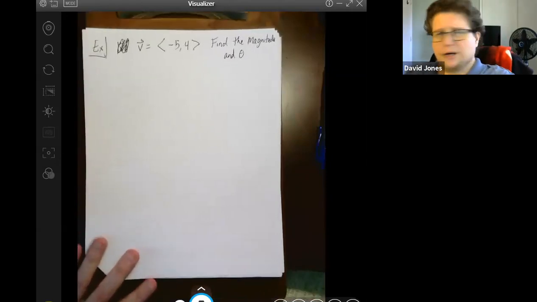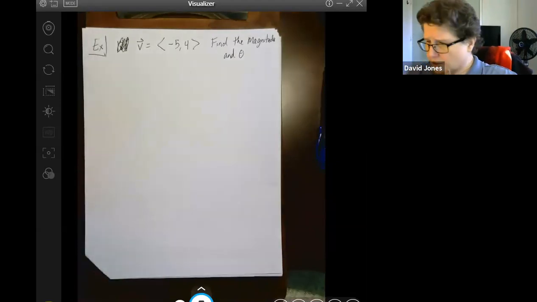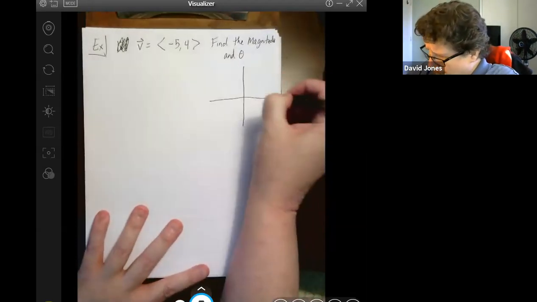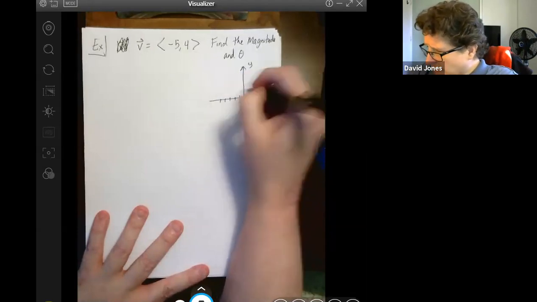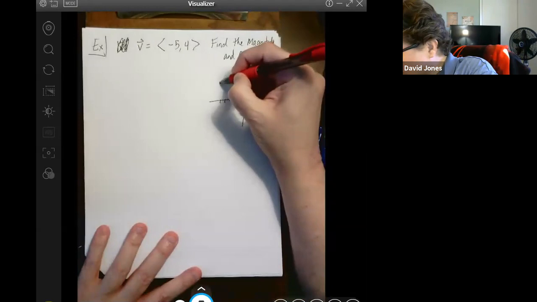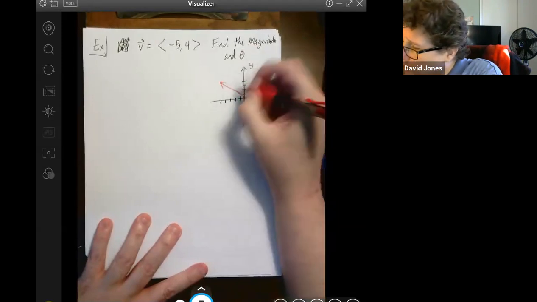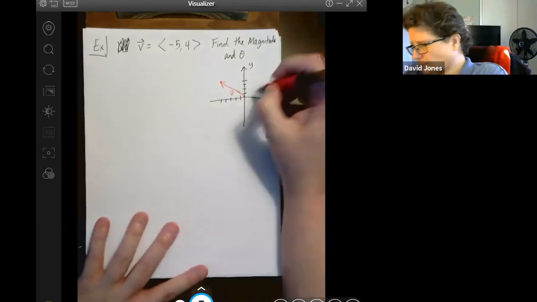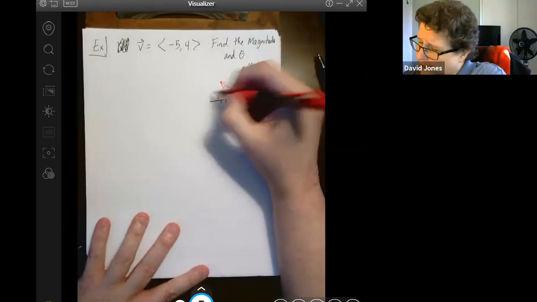Pause the video. Please try to work that out real quick. I'll assume you paused it. Let's take a look at a picture here. Here's our x-axis and our y-axis. -5 is back this way. 4 is up here. Our position vector terminates right there. So this is V. That's theta. So this angle right here will be theta hat.